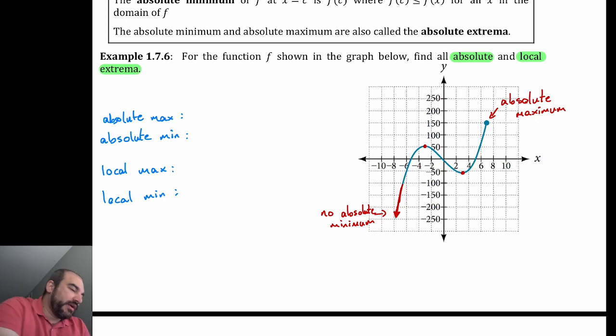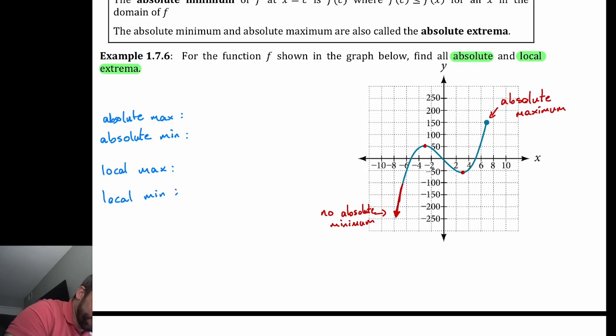Are there any questions on absolute maximums and minimums, or relative maximums and minimums, or sorry, local ones? Do we include the absolute max in the answer for the local max? Great question. If it is one, then yes.